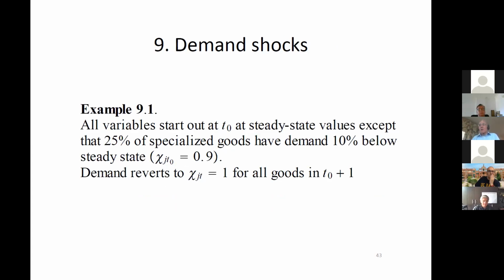Okay, so let me, the rest of my time, give some examples of what this looks like. So start with examples of demand shocks. First example, all the variables are going to start out at day T0 at their steady state values, except that 25% of goods, specialized goods, have a demand 10% below the steady state. So I'm going to take chi j T0 to be 0.9 for 25% of the specialized goods at time T0. And this is just going to be a one period shock. Demand is going to go back to normal at time T0 plus 1. Everybody knows that at time T0.